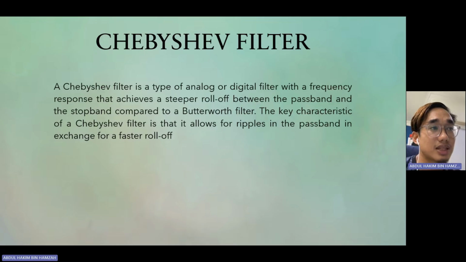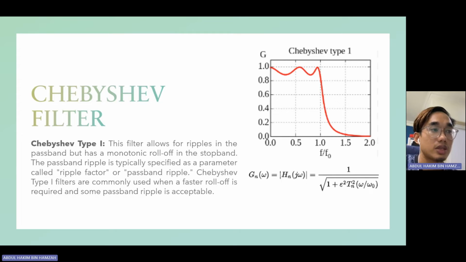A Chebyshev filter is a type of analog or digital filter with a frequency response that achieves a steeper roll-off between the pass band and the stop band compared to a Butterworth filter. The key characteristic of a Chebyshev filter is that it allows for ripples in the pass band in exchange for a faster roll-off. So this is a Chebyshev filter type 1.